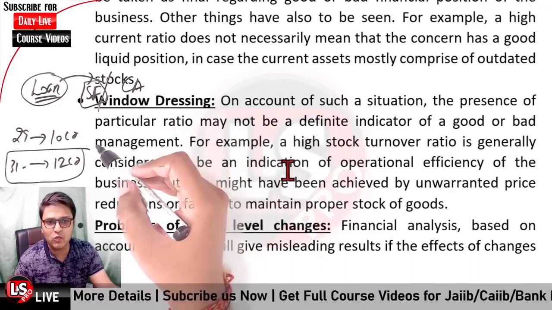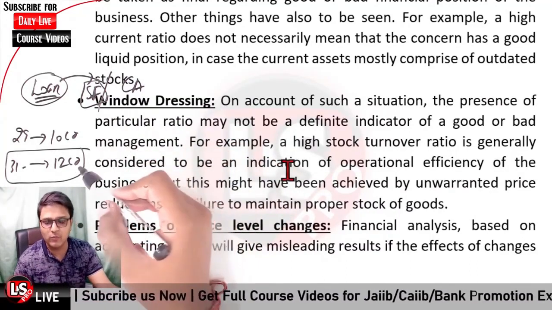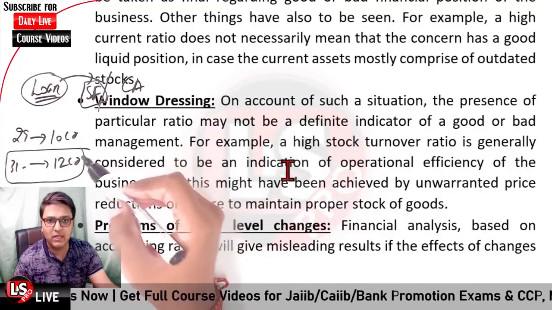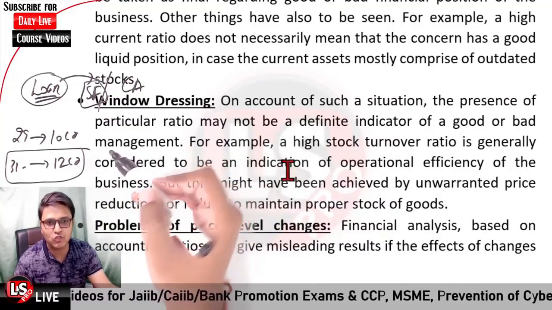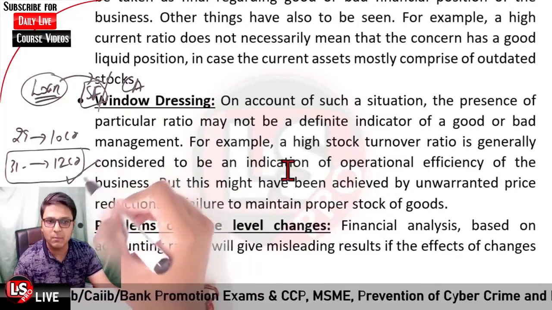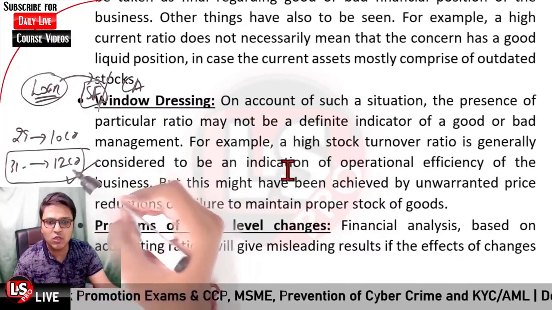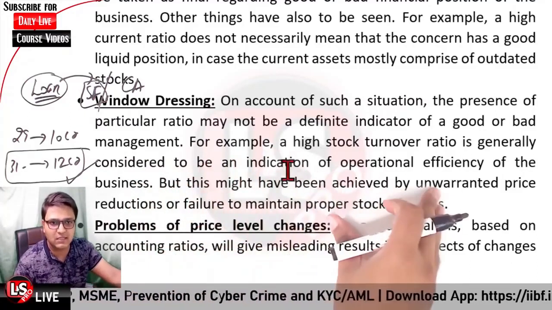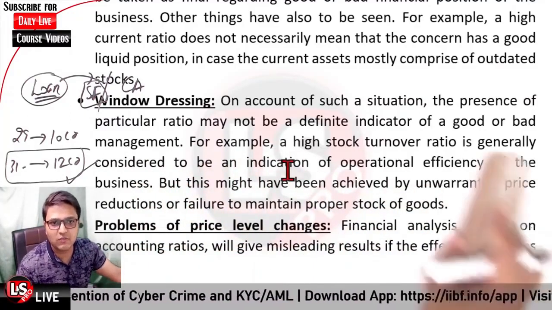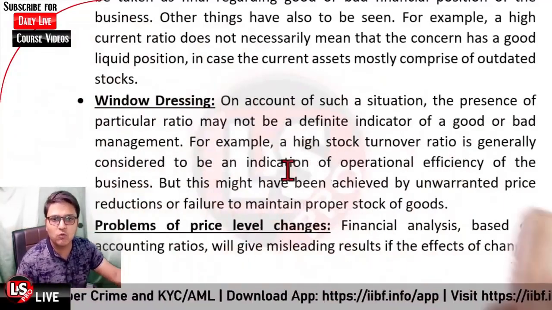Now when you look at the balance sheet of the bank, you will be having different ratios. But that is not the actual position of the bank. And that may also happen in the case of the companies themselves. So it is also one of the limitations.